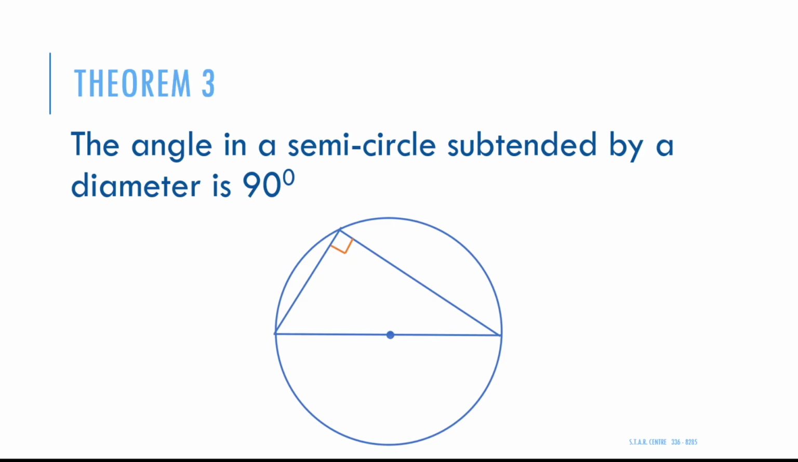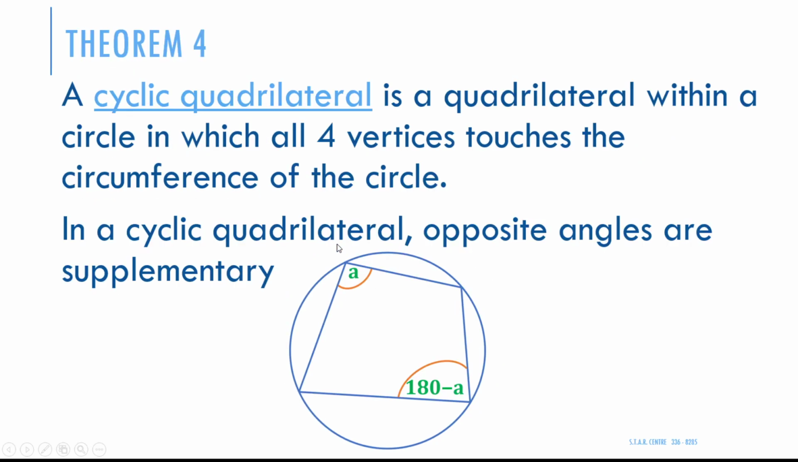Theorem 3. The angle in a semicircle, subtended by a diameter is 90 degrees. So this dot on the diagram represents the center of the circle. This line here is the diameter of the circle. So if I have a diameter, then it divides the circle into 2 equal parts, or 2 semicircles. And in the semicircle, this angle produced by extending both ends of the diameter would give 90 degrees. And that's just a rule that you have to learn, that the angle in a semicircle subtended by a diameter is 90 degrees.